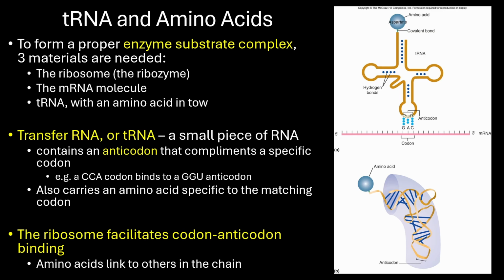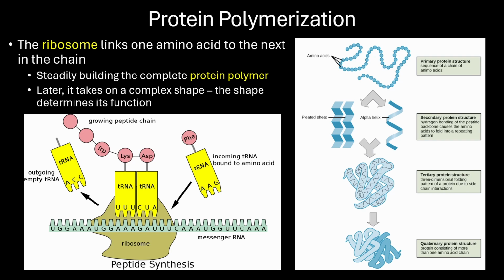The ribosome will facilitate that codon-anticodon binding, and then it will do the hard job of grabbing that amino acid and separating it from the tRNA and attaching it to the long chain that begins to develop. The ribosome is going to do that job of linking amino acids together in that chain. Steadily, slowly, we're going to be building that all-important protein polymer. Eventually, we are going to reach the stop codon on that mRNA, and the sequence of amino acids is going to be completed. Then we're going to get the splitting of that protein from that complex. It's going to leave and become its own thing.